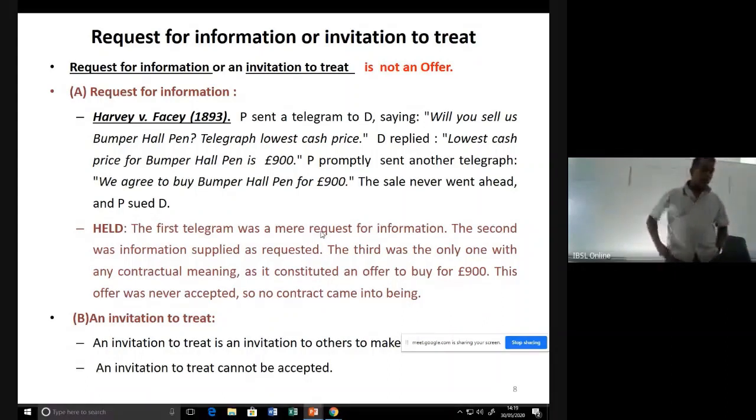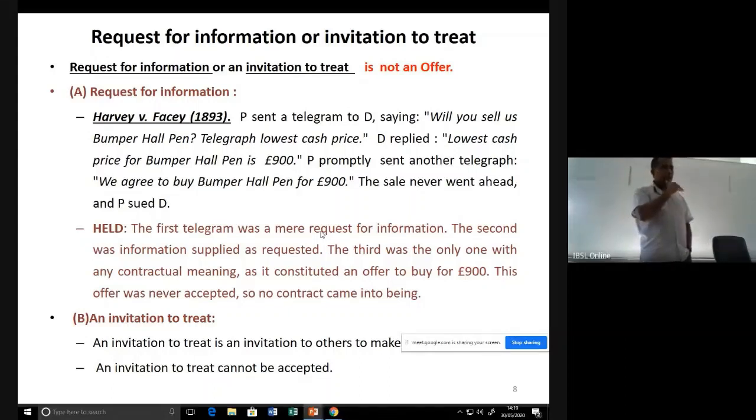So then what happened here? The P, the first person, promptly sent another telegraph and said, we agree to buy the bumper hole pen for 900 pounds. So he said, okay, we agree to buy. So he accepted. He said, I agree to buy the bumper hole pen for 900 pounds. Then what happened? The sale never went ahead. So the other party didn't say anything. The other party sold the bumper hole pen, the farm, to somebody else.